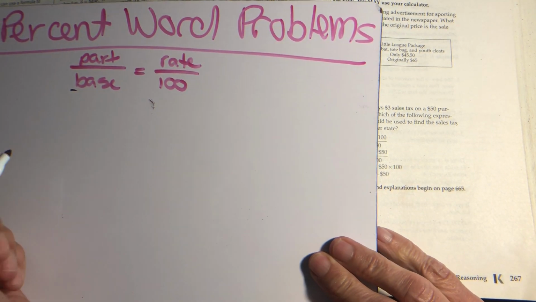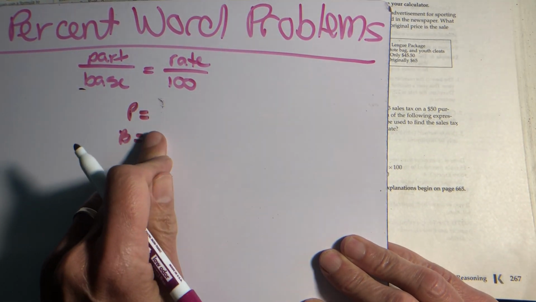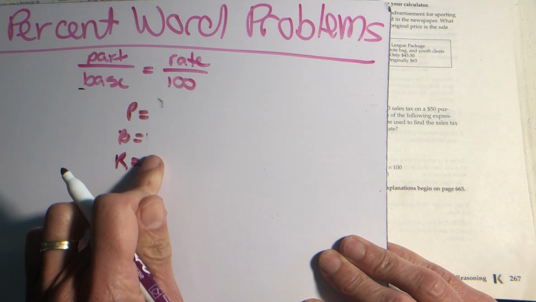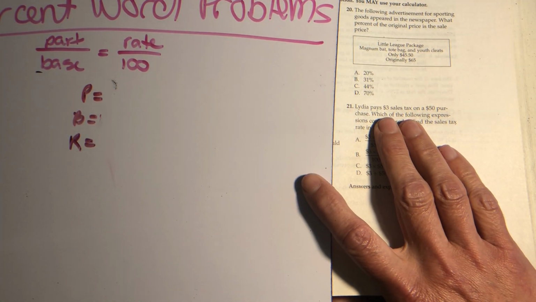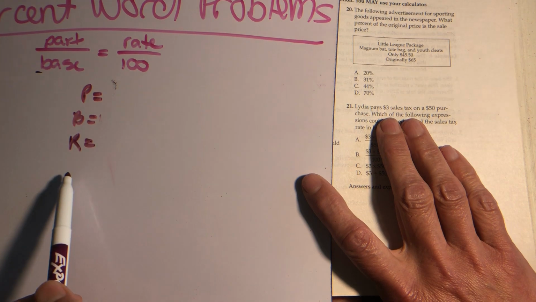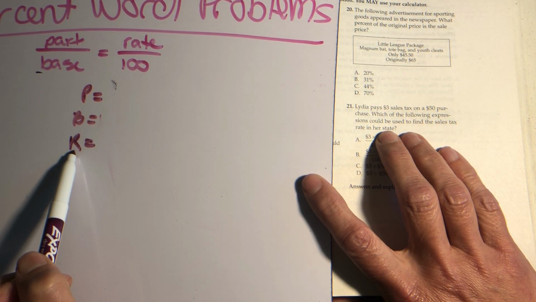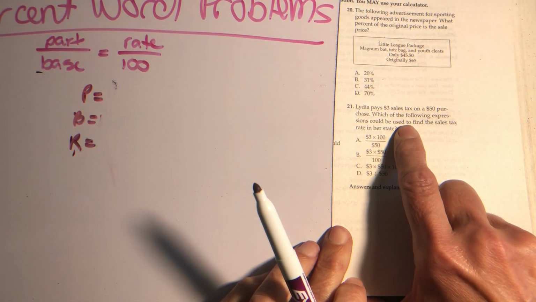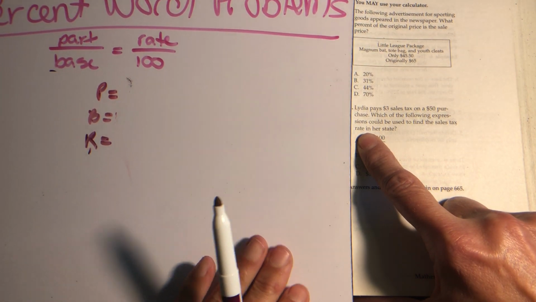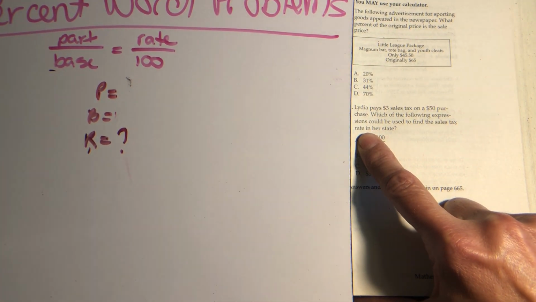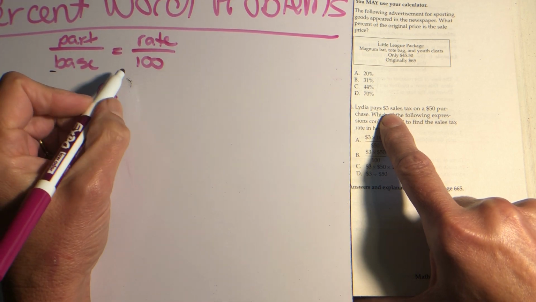Now, that is going to be our PBR problem. P equals, B equals, R equals. You pay, excuse me, you pay $3 in sales tax. So what would that be? It's not the rate because it didn't give us a percent. In fact, it says which of the following expressions could be used to find the sales tax rate. So we're looking for rates. So if you paid sales tax, tax would be the part, so $3.